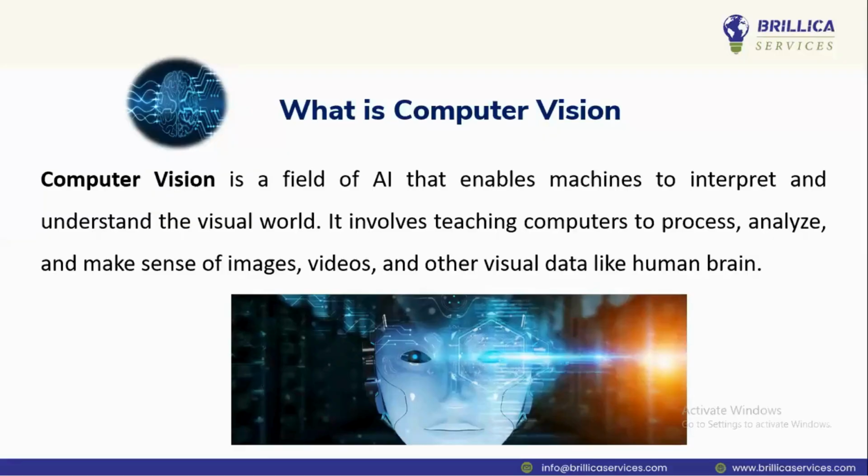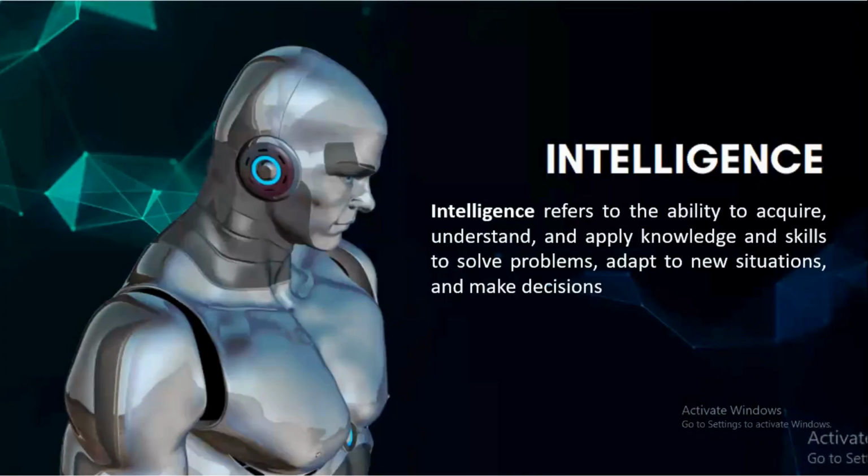So in computer vision, we are just going to use intelligence on visual data. That is the whole idea about computer vision. And intelligence means the capability of learning from data. As part of intelligence, we have to understand things, gain some knowledge and skills to solve a problem. So this ability is called intelligence.